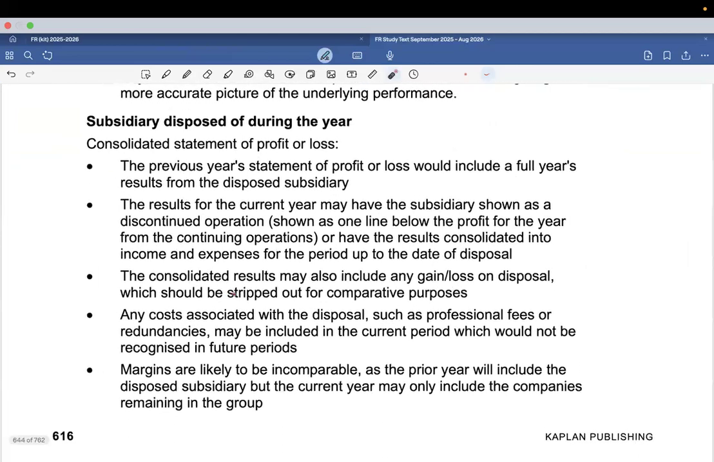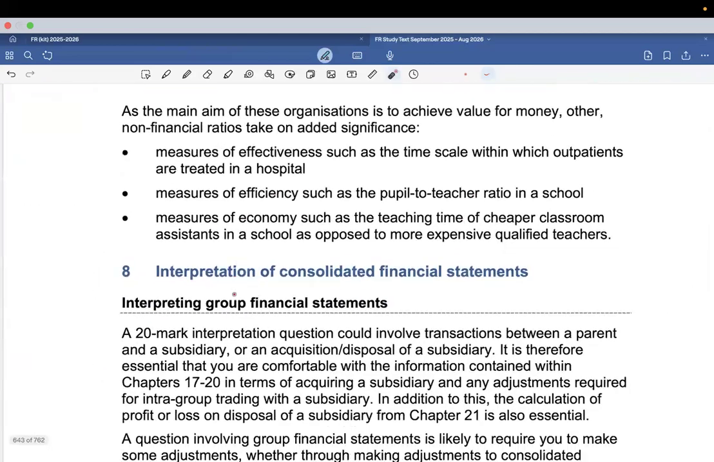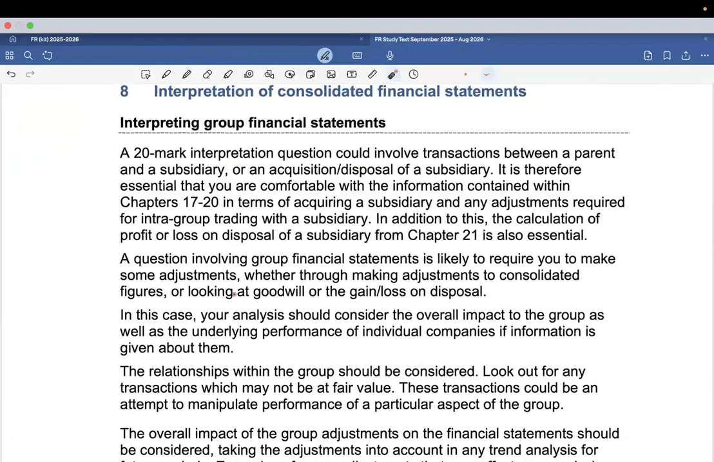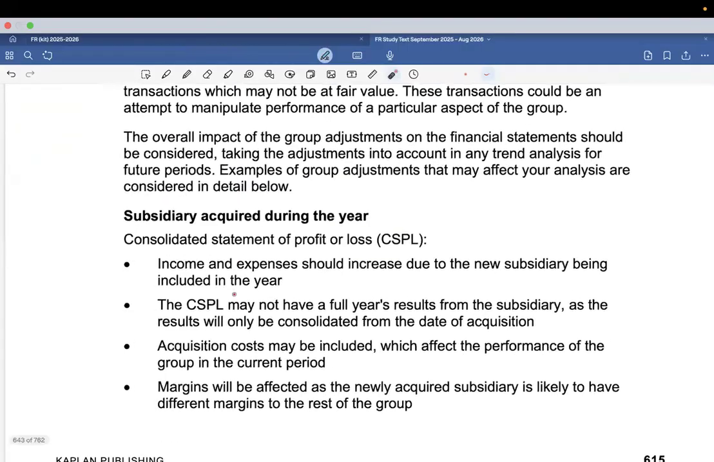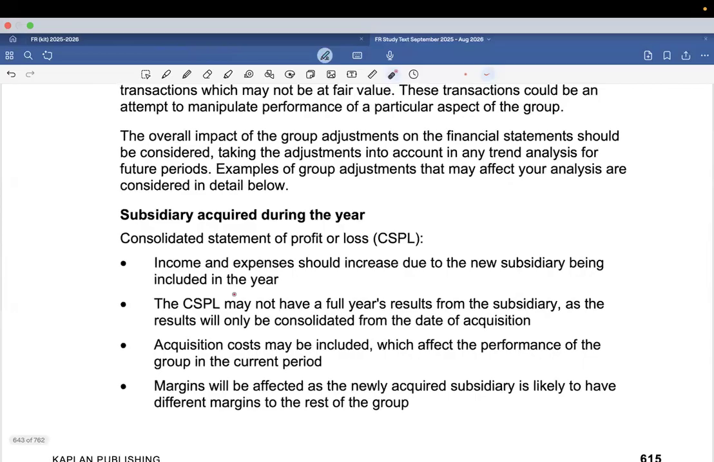So the chances are in the question, you could be tested on consolidation along with interpretation. Clear? So one type of question is a consolidated SOPL. You would be given an individual SOPL, and you would be asked to make the combined SOPL and then compare the ratios that are computed.